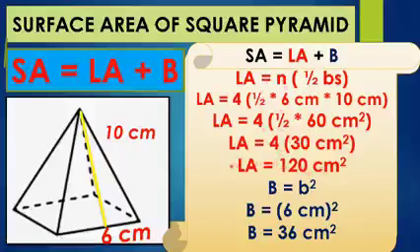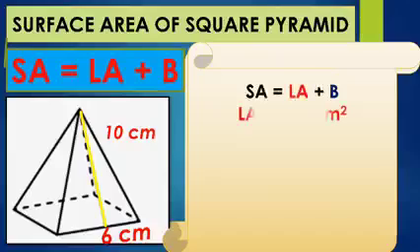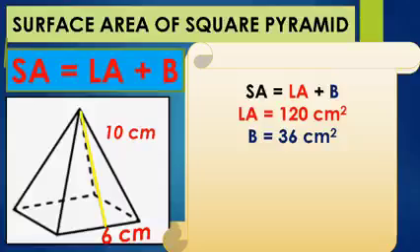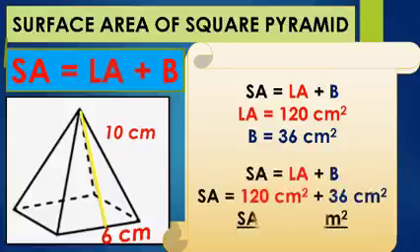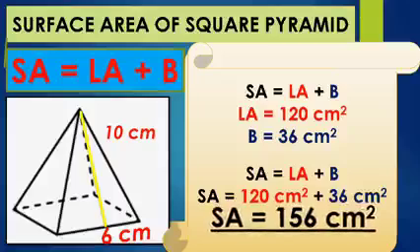Okay? So, meron tayong LA, which is 120, and we have also your B, 36. So, substitute na natin sa surface area. Again, LA is 120. Our base is equal to 36. Substitute. Then add. Therefore, the surface area of this square pyramid is equal to 156 square centimeters.